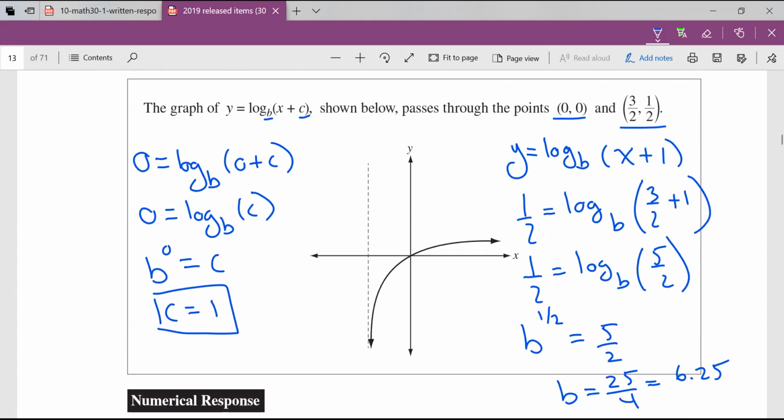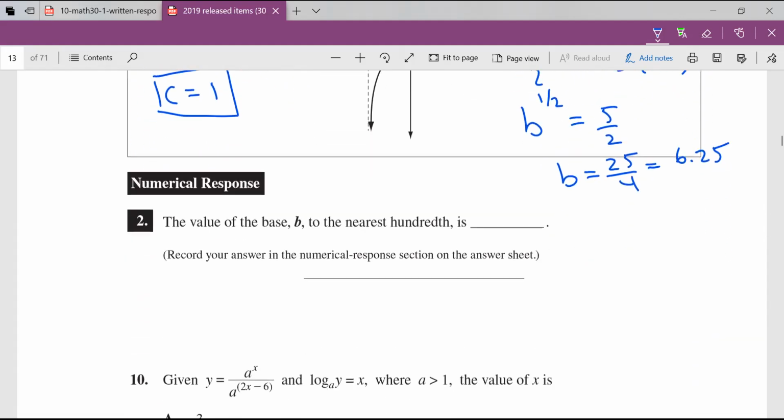Okay, so again, if you've got 2 unknowns like we do here in b and c, you're going to have to sub in 2 points. All right, logarithms, hey? Good times with logs.